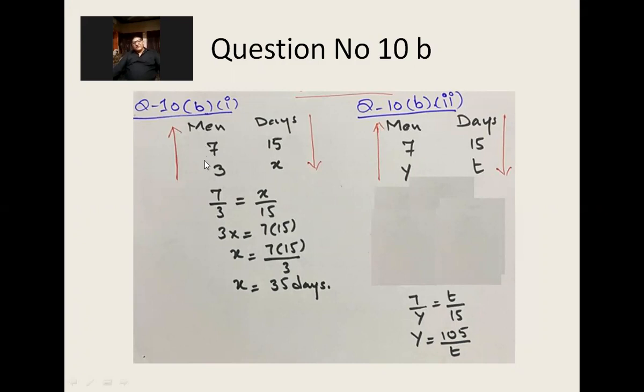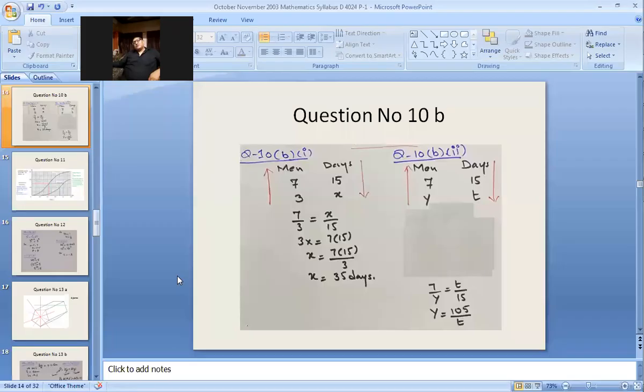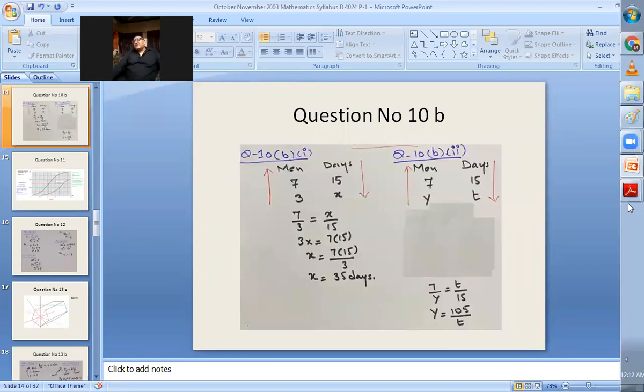So when I write the fraction, I will write 7 by 3 equals, because this arrow is downward, I need to reciprocate the fraction, so I will write x by 15. Then I will cross multiply: 3 by x equals 7 by 15. So x will be equal to 7 by 15 divided by 3. So that will be something like 35 days. So if there are only 3 people working, they need 35 days to complete the job. So hopefully you have understood. Then we have the B second part.